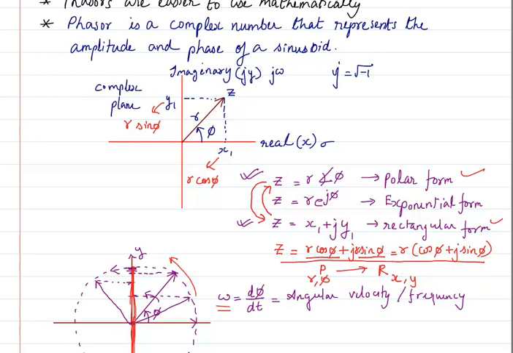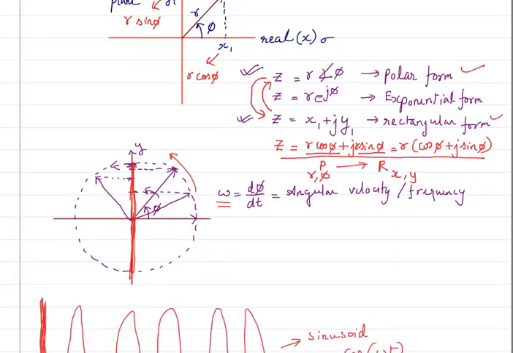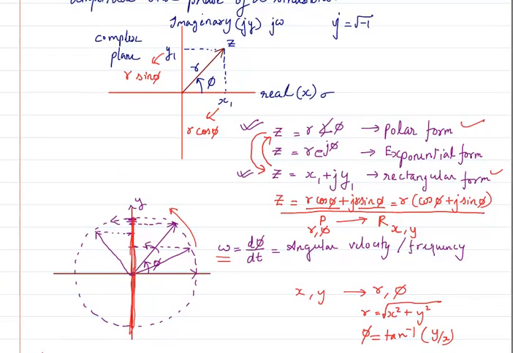So if I know r and phi, I can write the rectangular form. And similarly, if I know x and y in rectangular form, will I be able to find r and phi? Yes, I can, because r is going to be the square root of x square plus y square, and phi is going to be tan inverse of y by x. How? By looking at this particular triangle, you can say that.